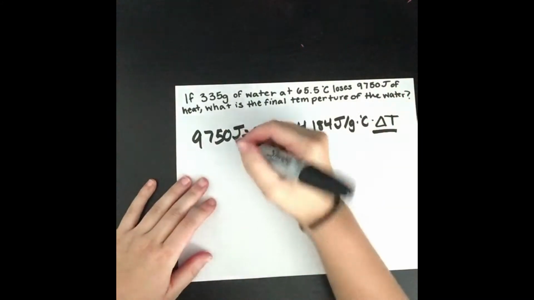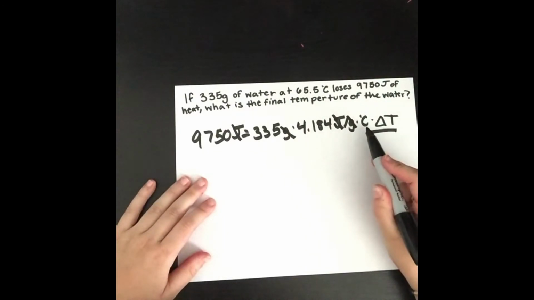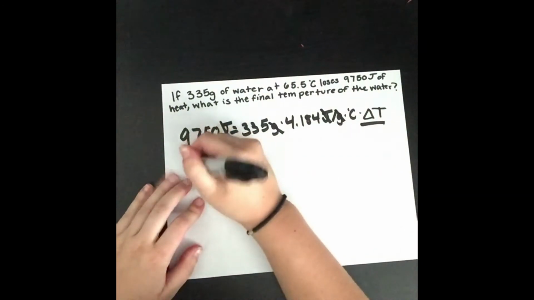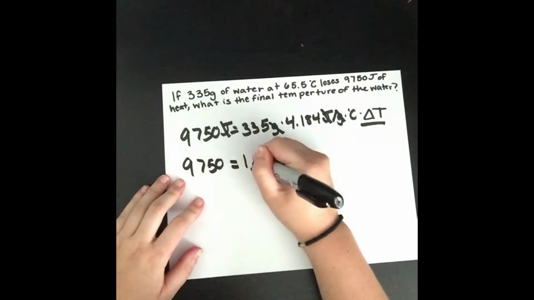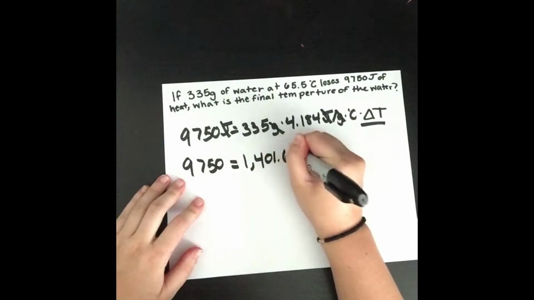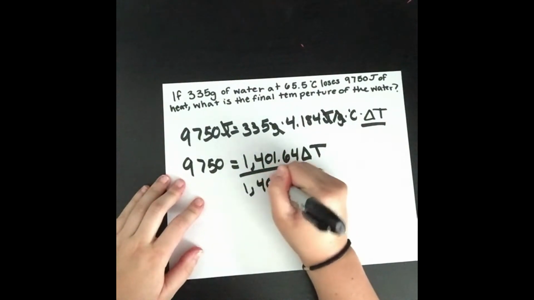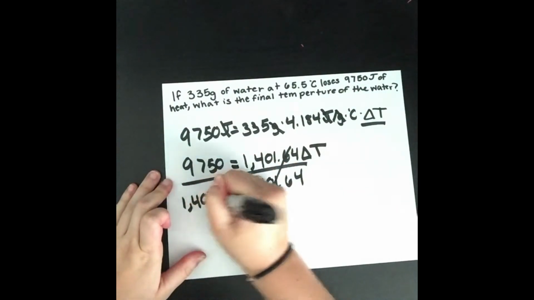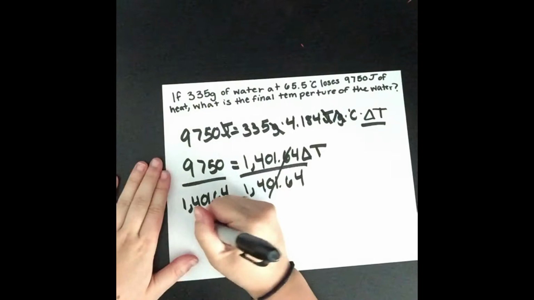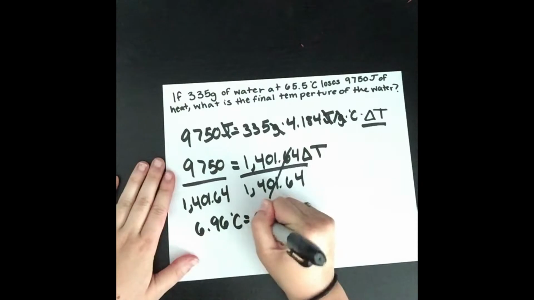So if we multiply this out, and first if we cancel out all of our units, we're given degrees Celsius, which makes sense since we're finding temperature. So we have 9,750 equals 1,401.64 delta T. And if we divide by 1,401.64, we are given delta T equaling 6.96 degrees Celsius. However, we're not done yet.